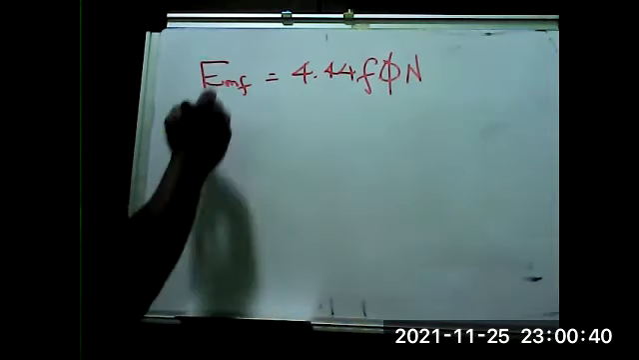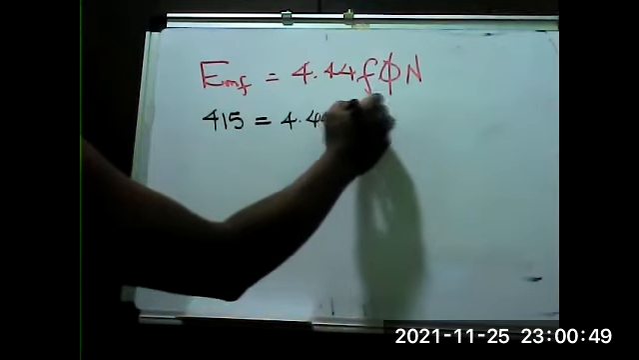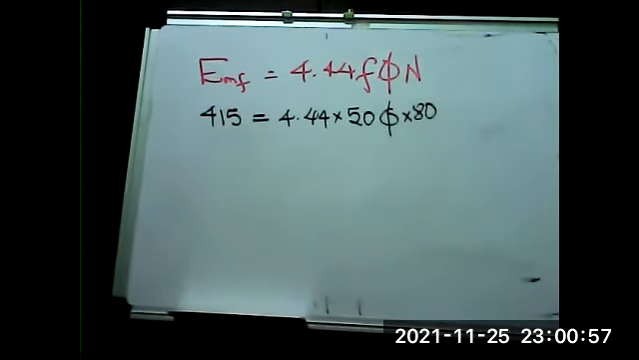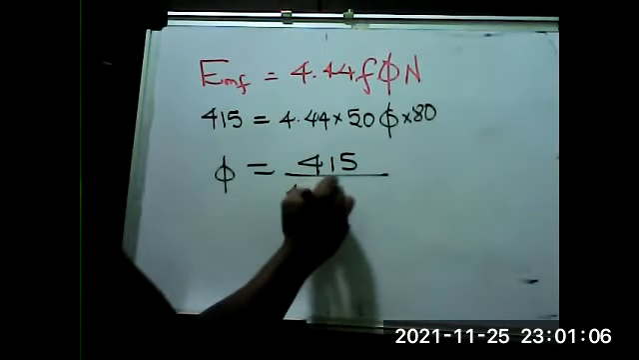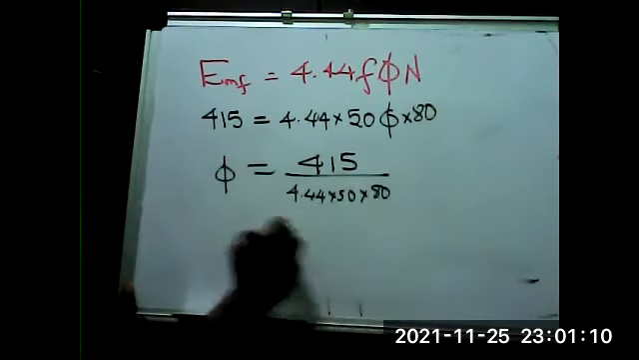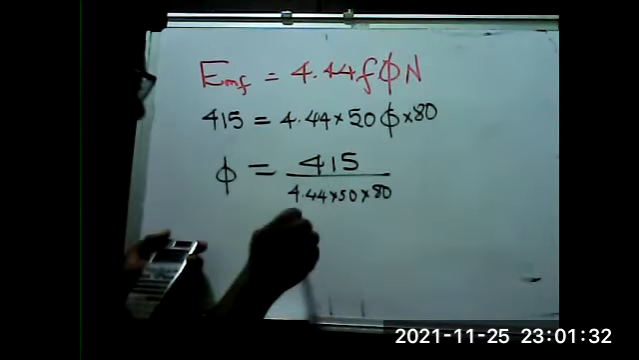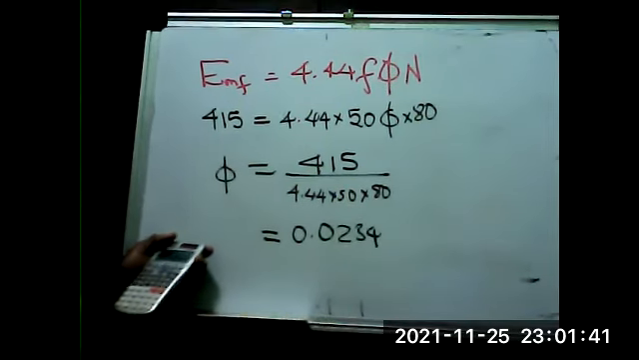Yes, secondary. So I'm going to use the voltage on the secondary, which is 415, is equal to 4.44 multiplied by the frequency, 50 hertz, multiplied by phi, multiplied by 80. Then you solve for phi. Phi is equal to 415 over 4.44 times 50 times 80. We get 0.0234 Weber.